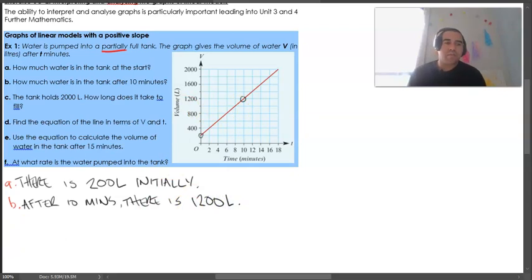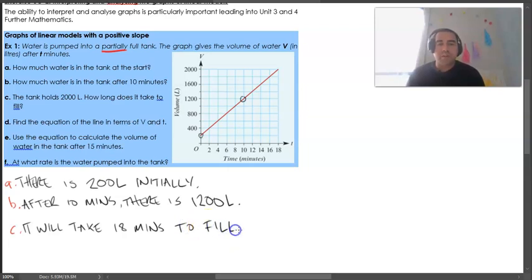Very simple stuff. C. The tank holds 2,000 liters. How long does it take to fill? So now we're just doing the inverse of this. We're mapping out 2,000 and we're matching up to the time frame, which actually is the end of the shown time frame, 18 minutes. So how long does it take to fill? It will take 18 minutes to fill.